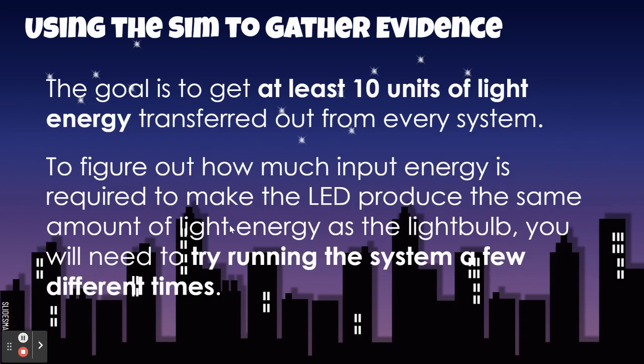Your job, or our goal, is to get at least 10 units of light. So we're trying to get the same amount as when we did our first demonstration, transferred out of every system you create. That's your goal. So you have to figure out how much input energy is required to make the LED produce the same amount of light energy as a light bulb. So you're going to have to try a few different ones. You're going to have to run different systems to get the amounts correct. So I expect you to try a few.